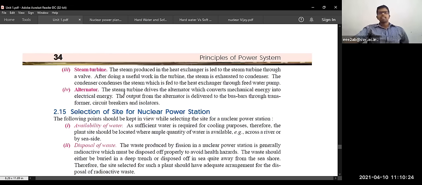So next is the alternator. The steam turbine drives the alternator, which converts mechanical energy into electrical energy. The output of the alternator is delivered to the bus bars through transformers, circuit breakers and isolators, which is connected to the bus or to the grid. After stepping up, it is connected to the grid.